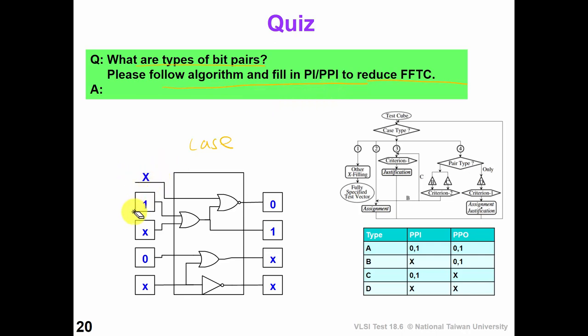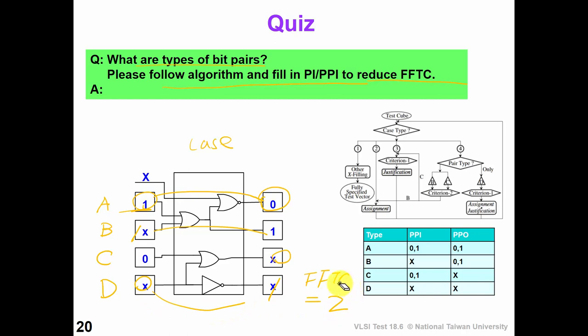Okay, have you finished? Flip-flop number 1 is type A because input PPI and output PPO have been decided. The second flip-flop is type B, and then this is type C, this is type D. Starting from type B, we can fill in this as 1, which is the same as its PPO. And then to justify this as a 0, we will fill in this as 0. Finally, this is 1. So the FFTC of this pattern is totally 1 and 2. So its total number is 2.